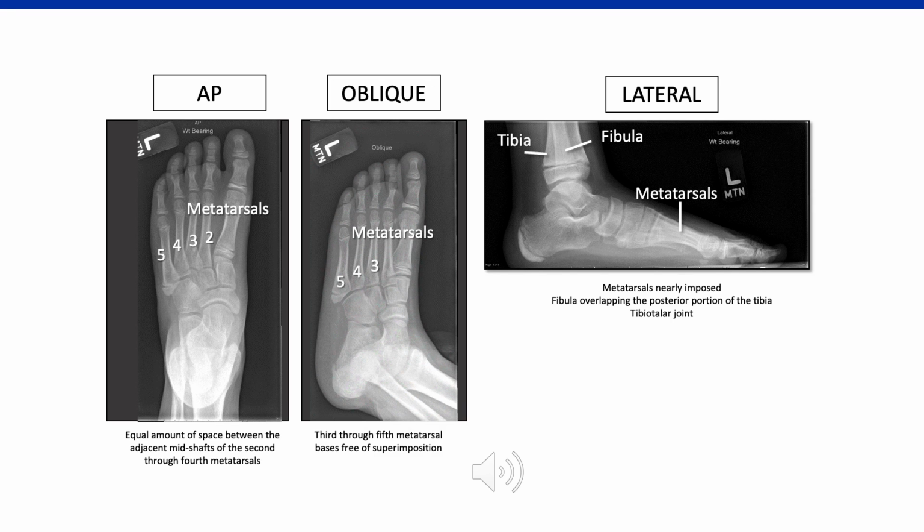On the AP view, you should have equal amount of space between the adjacent midshafts of the 2nd through 4th metatarsal. Oblique, the 3rd through 5th metatarsal bases should be free of superimposition. The lateral, the metatarsals should be nearly superimposed, and the fibula is overlapping the posterior portion of the tibia.